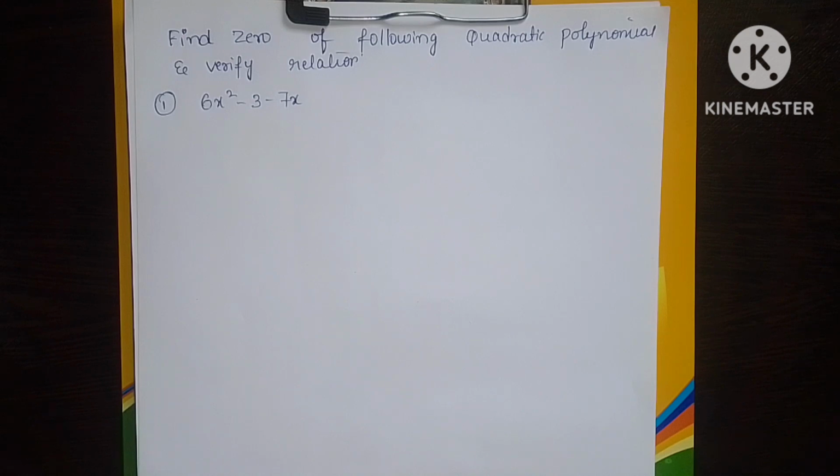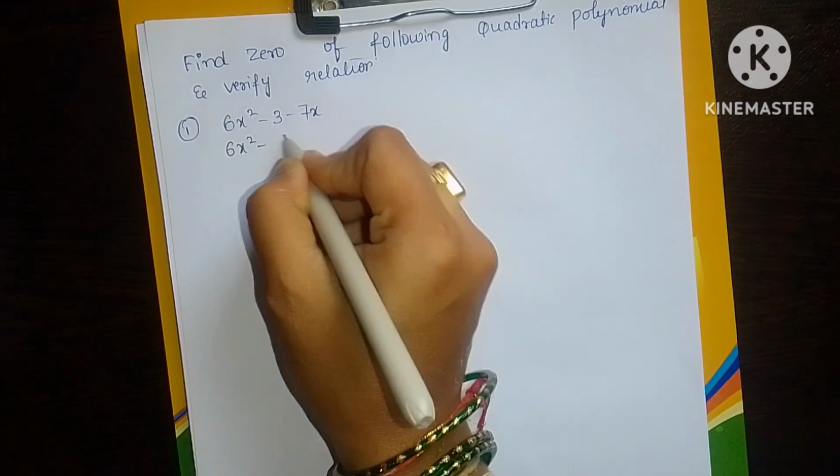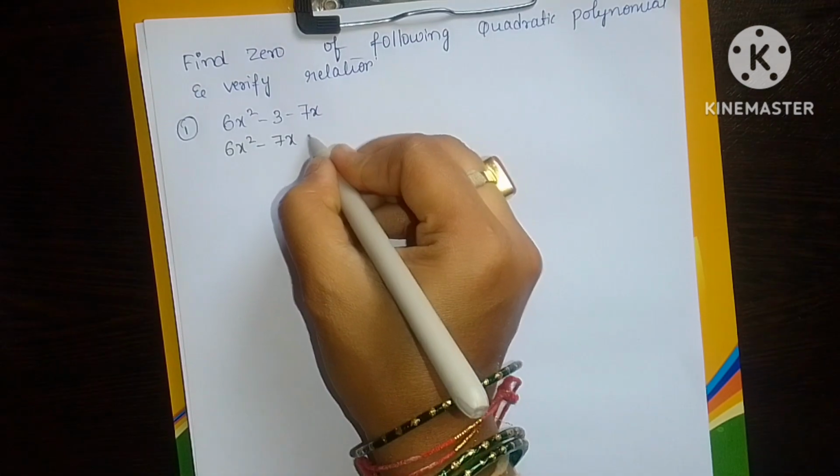Today, let us see the class 10th polynomials important questions regarding 3 marks. The first question is: find the zeros of the following quadratic polynomial and verify the relation. The first polynomial is 6x square minus 3 minus 7x, so first write it as 6x square minus 7x minus 3.